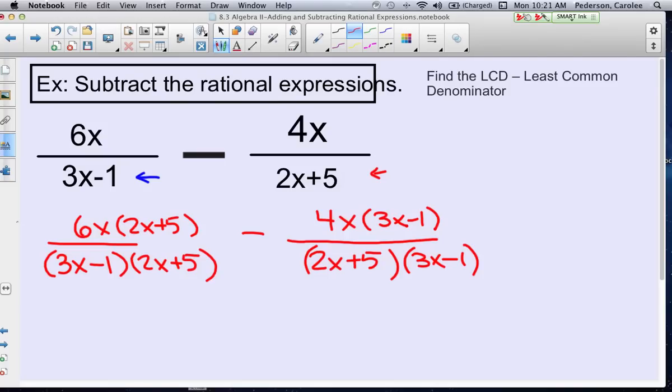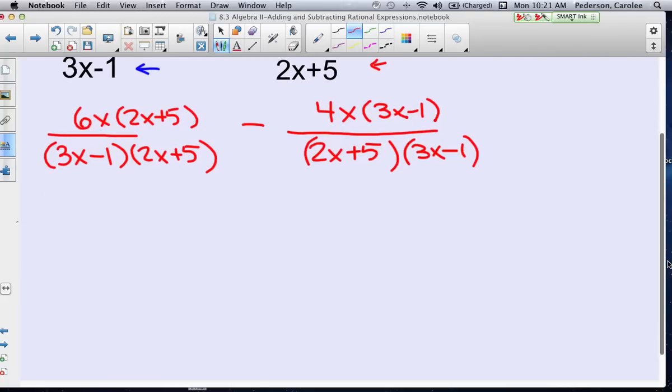Now we look at the two fractions. Are they alike? Yes, they are. So we can go ahead and subtract them. So I have 6x times 2x plus 5, minus 4x times 3x minus 1, and then that denominator.